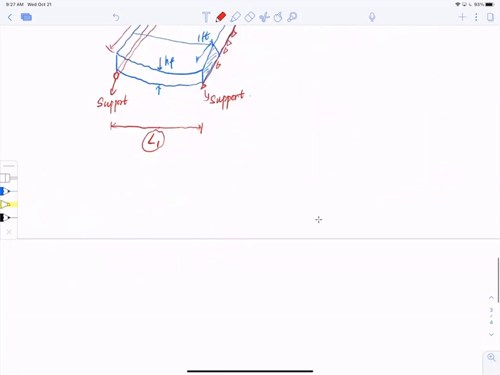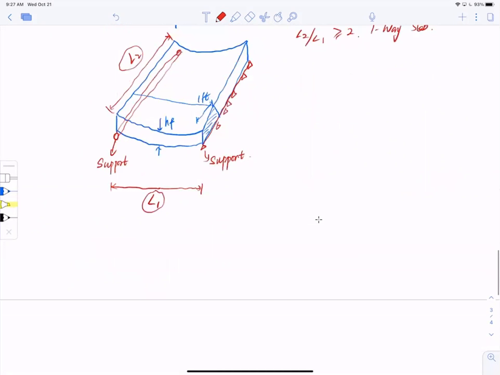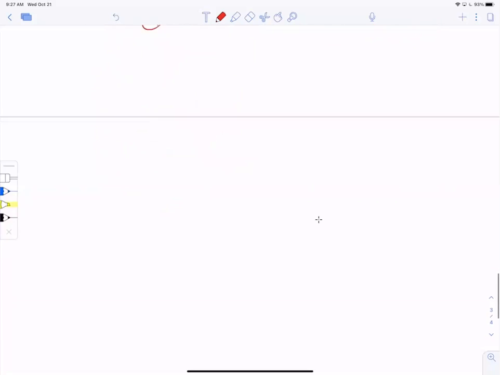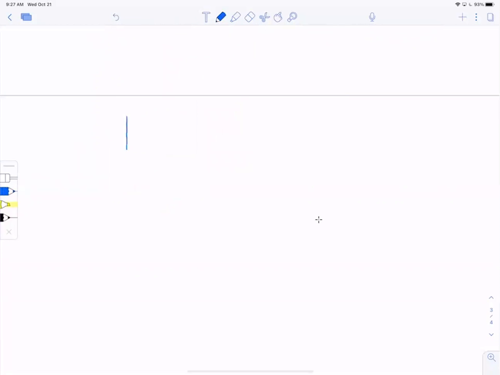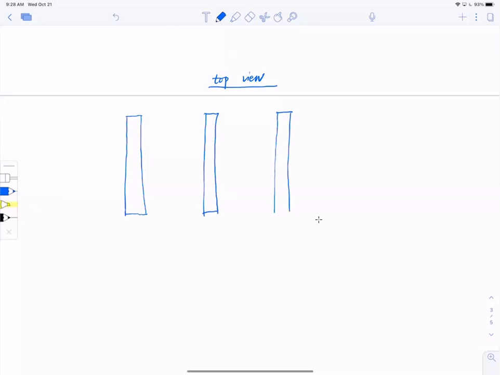In reality, when you see a one-way slab, it does not simply sit on the support like this. They will sit on the beams, or sit on the columns, and all kinds of things. For example, let's take a look at the top view of a one-way slab. This is a bay. You can think this is the beam, and I have another beam going this way, and these will act as my support.